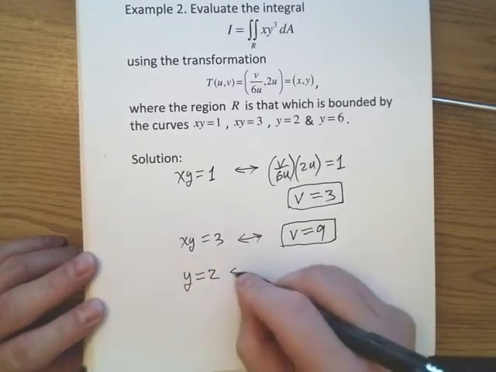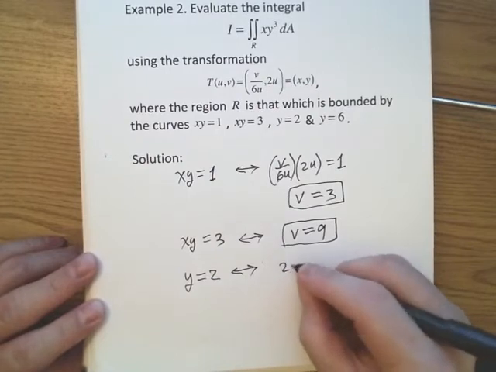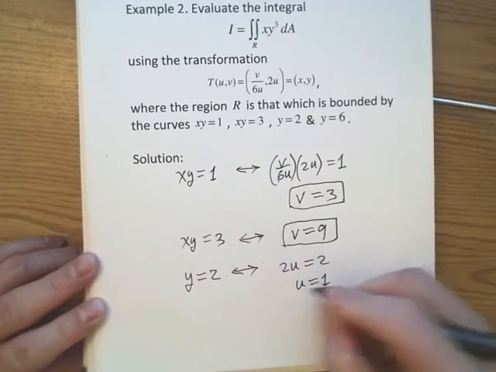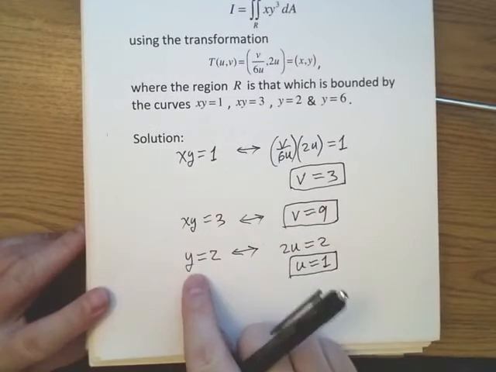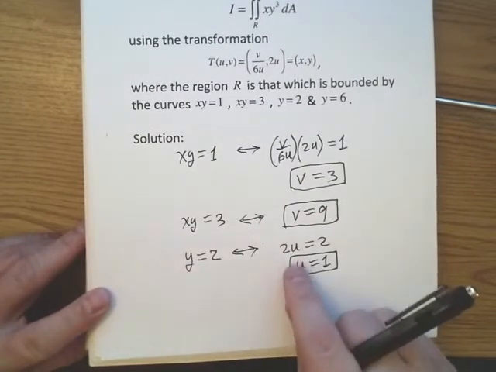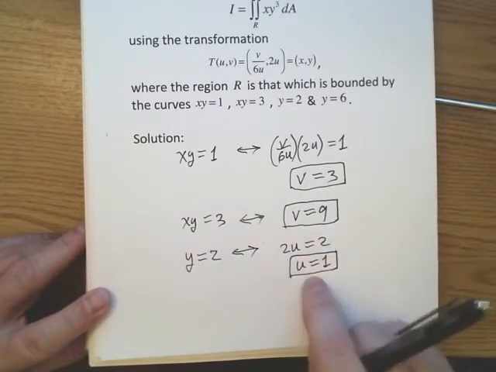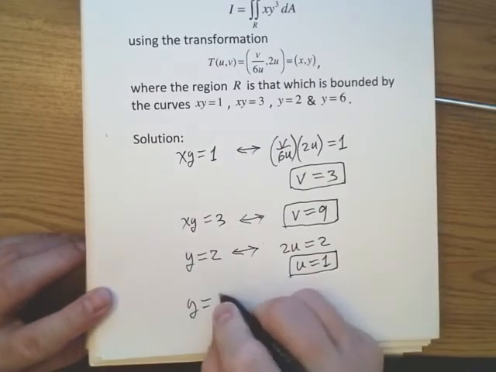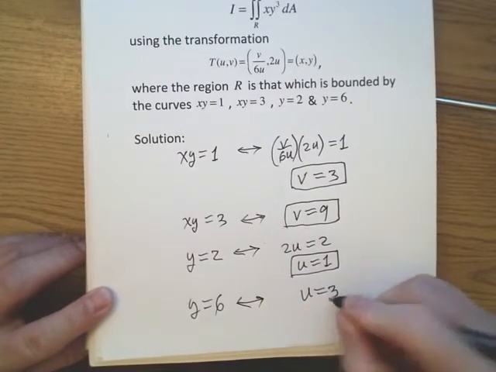y equals 2. That would be equivalent to saying, well, what's y again? y equals 2u. So I'm saying 2u is equal to 2. That would be equivalent to u being constantly 1, wouldn't it? Remember, this stands for the set of all points x, y such that y equals 2. This ends up being the set of all points u, v such that 2u equals 2, which is the same as u equals 1. How about this one? y equals 6. That means 2u equals 6, so u is equal to 3.